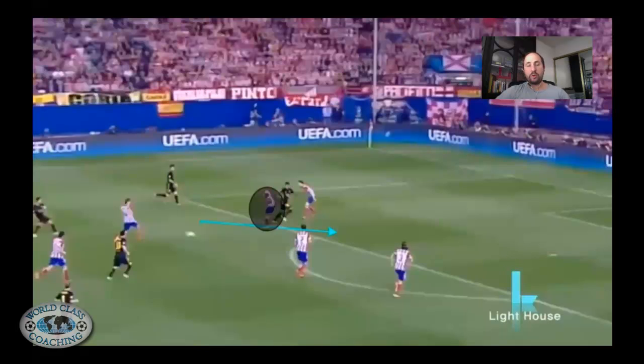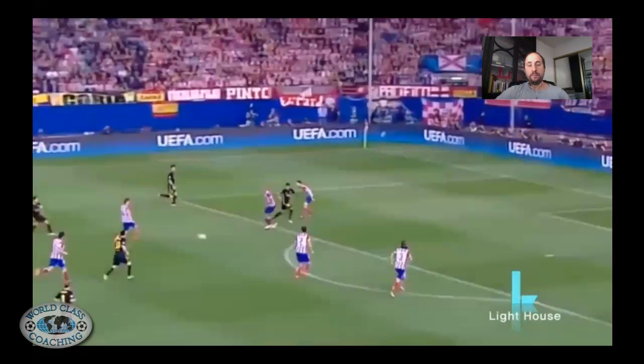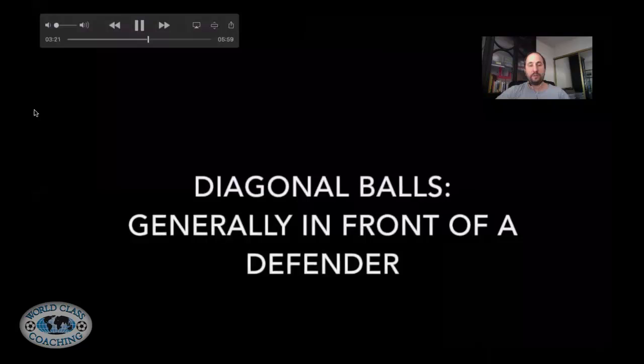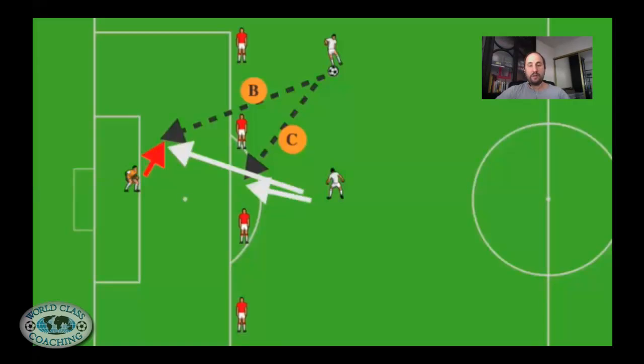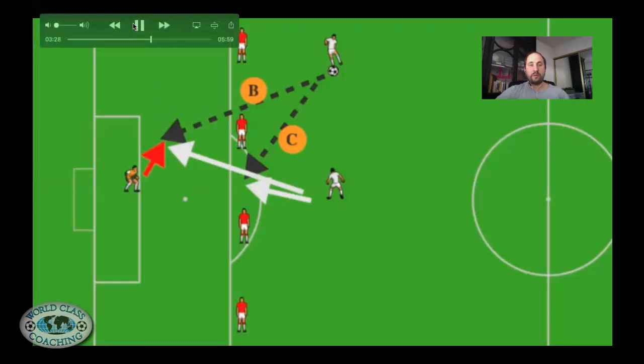It can be a little shorter, but always behind the defender playing the ball. Now, the diagonal ball brings something different. Brings a pass that can be in front of the defender.